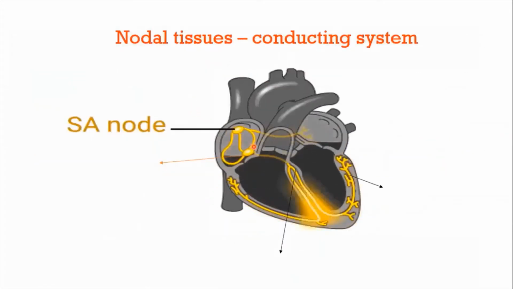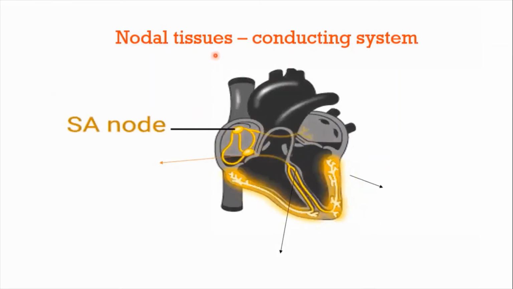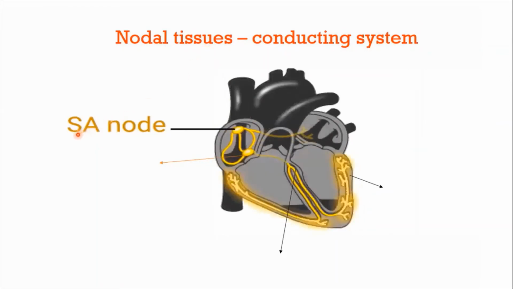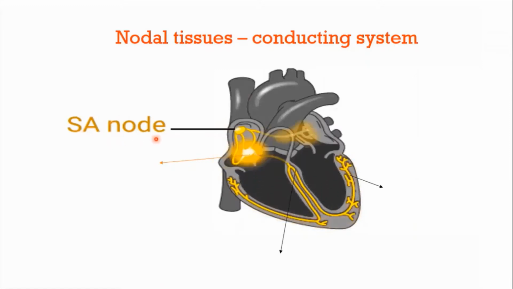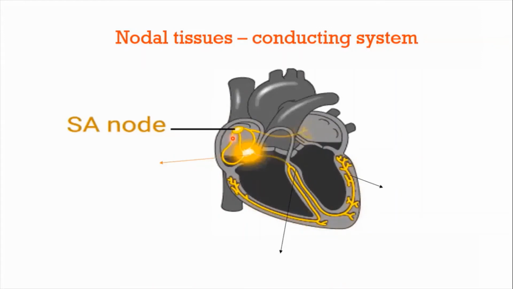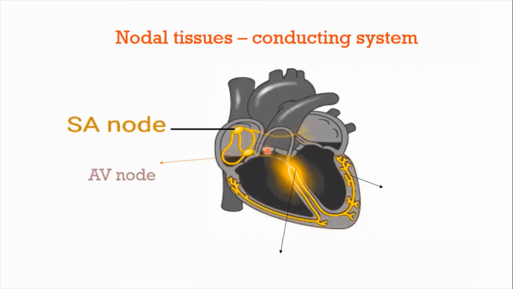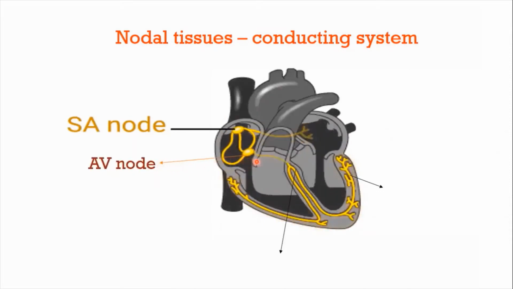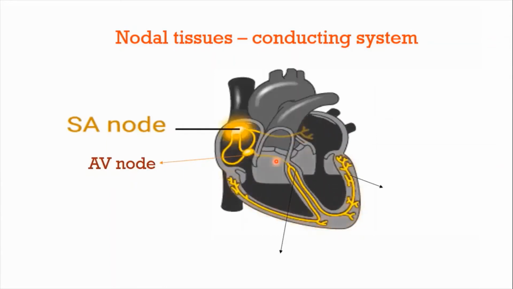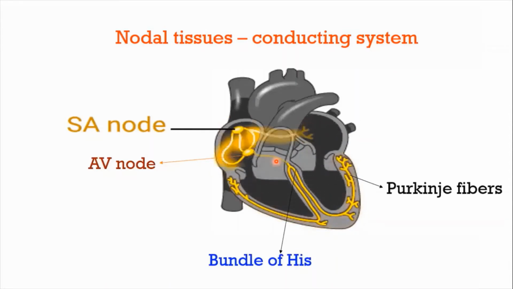The special tissue that causes and regulates the beating of the heart is nodal tissue. It forms the conducting system of the heart. The sinoatrial node, SA node, acts as the pacemaker. It generates the action potentials which initiate the contraction of the heart. The next one is the AV node. It acts as the pacesetter and transmits the action potentials to the ventricular muscles through the bundle of His and Purkinje fibers.